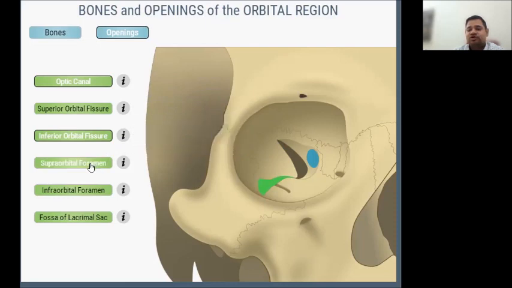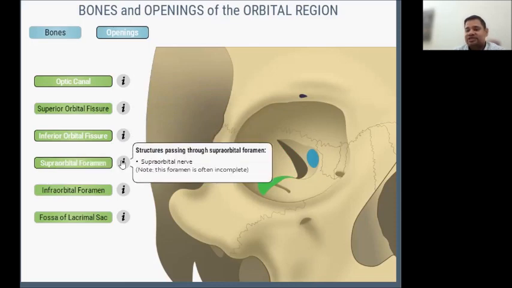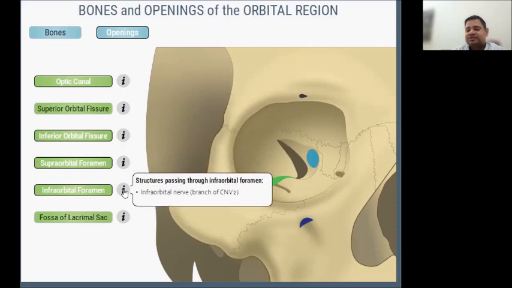Next, there is the supraorbital foramen. You can see this part here. It is above the boundary, supraorbital. Supra means above the orbit. That's why the name is supraorbital. The structure which is passing has the same name, that is the supraorbital nerve. So remember, this foramen is often incomplete also. Next is infraorbital. Infraorbital means below the orbit, and here the structure which passes again has the same name, the infraorbital nerve, which is a branch of the trigeminal second part.